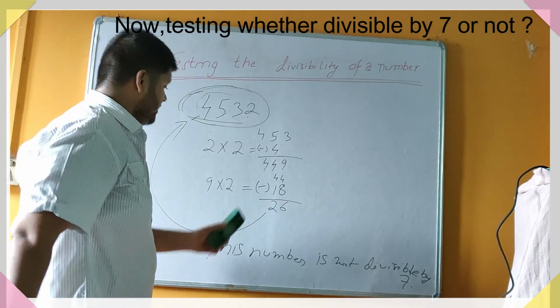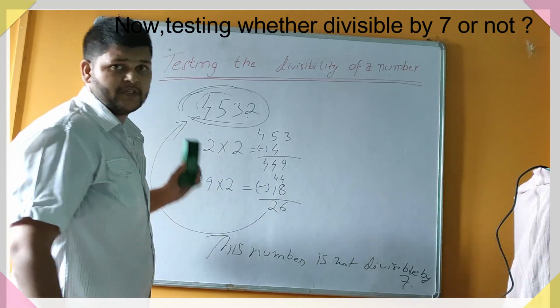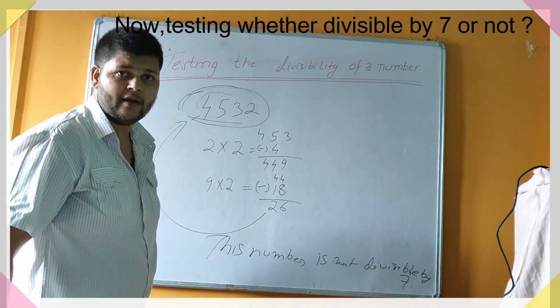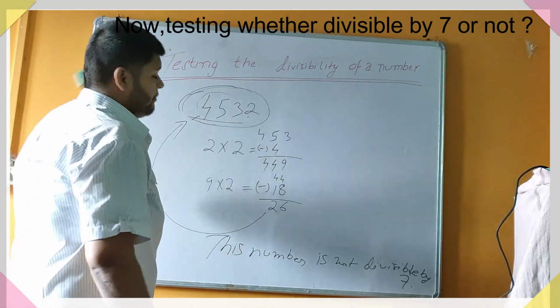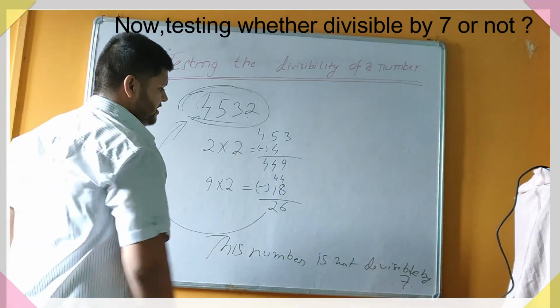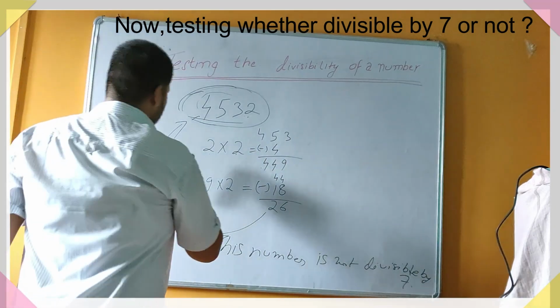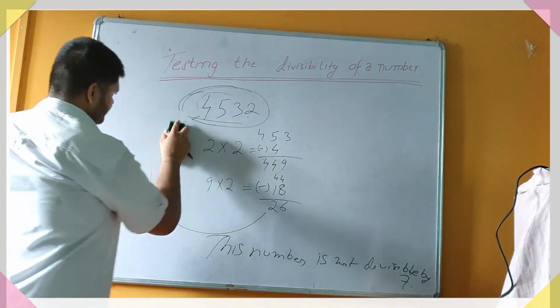But suppose instead of 26, after doing this much process, you were getting 21, then we could conclude that this number was divisible by 7. But here it is 26. That's why it is not divisible by 7. Now I will be moving on to 8.